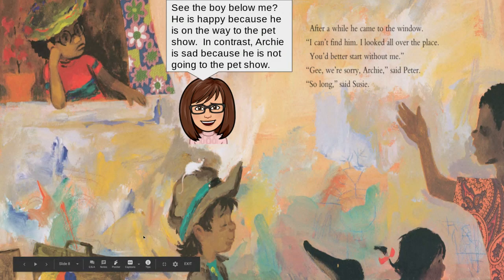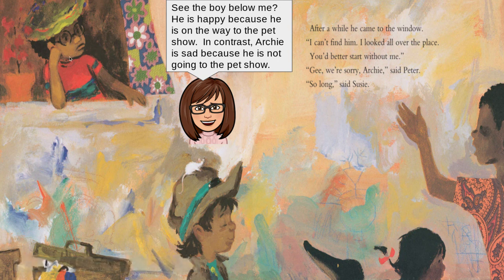See the boy below me? He is happy because he is on the way to the pet show. In contrast, Archie is sad because he is not going to the pet show.